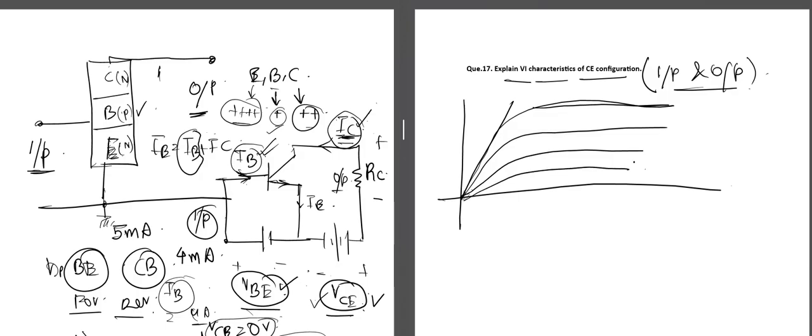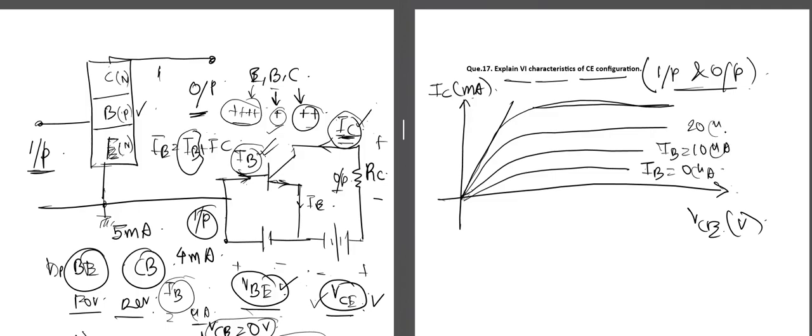So the y-axis is the output current, which is the collector current in the range of milliamps. This is the output voltage along the x-axis, which is V of CE in volts, and these are all the base currents. IB is equal to 0 microamps, IB is equal to 10 microamps, and similarly, it is 20 microamps and 30 microamps. So the output current is plotted against the output voltage, keeping the input current as a parameter.